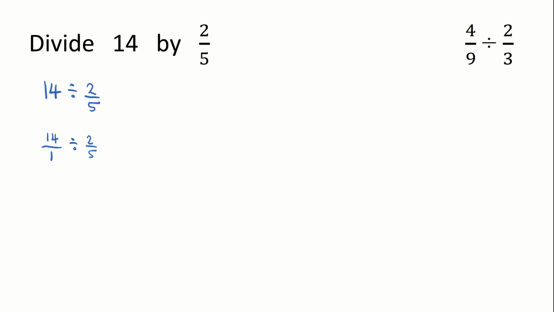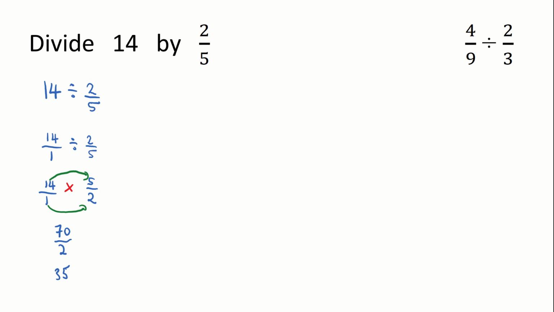Our trick for division, as we said, is to flip the second fraction, the fraction you're dividing by. So that now becomes 5 over 2. I've flipped it. I keep the original fraction as 14 over 1. And I turn my division now into multiplication. And to multiply fractions, we multiply top by top and bottom by bottom. And when we multiply 14 by 5, we get 70, and when I multiply the 1 by the 2, I get 2. And how many 2's are in 70? There are 35 parts. So dividing 14 by 2 over 5 leaves me with an answer of 35.